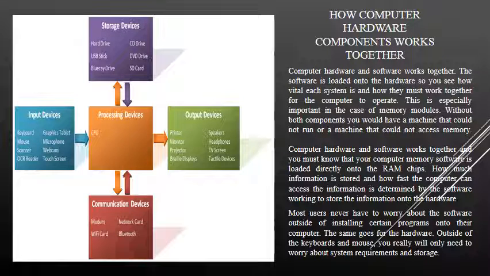You can see input devices like the keyboard, mouse, scanner, and the OCR reader, and now it is getting into the processing devices like the CPU, and is relaying to the storage devices, communication devices, and the output devices.